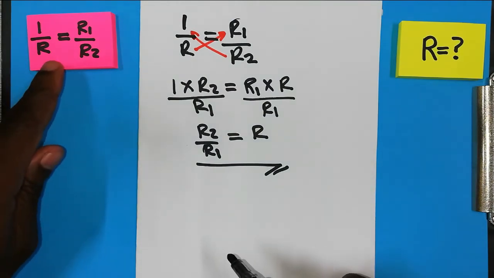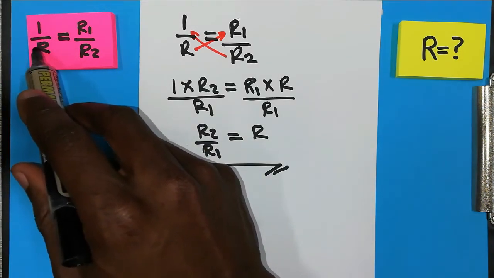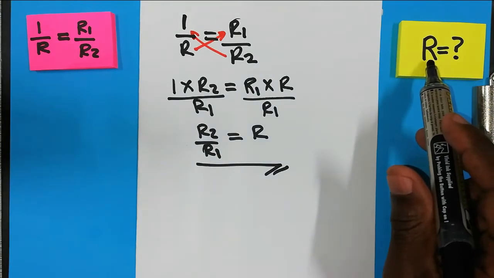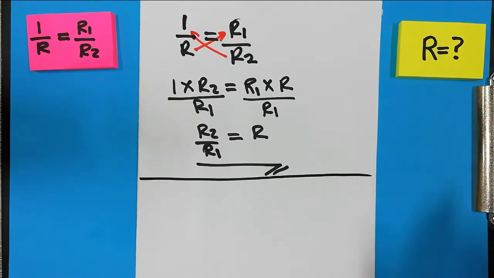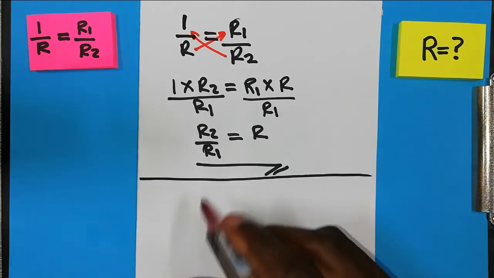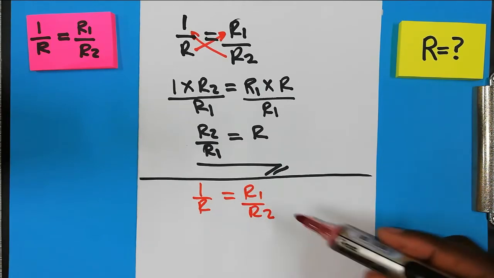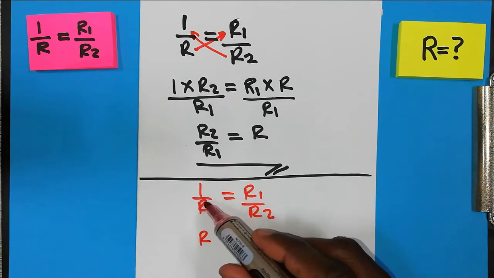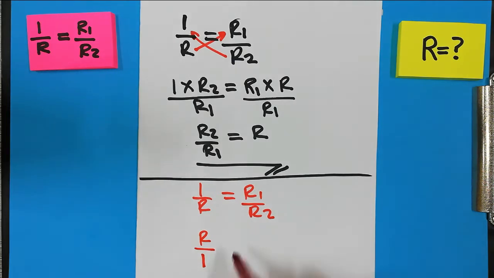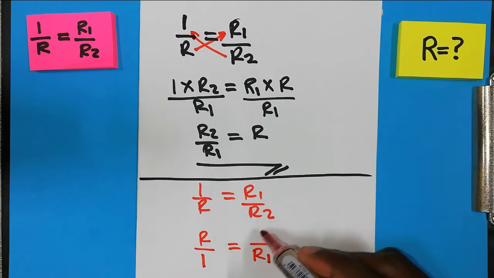Now here is a good hack. If you have a situation like this whereby you have 1 over R, and R being the variable we are interested in making the subject of the formula, what you can do, I'll write it in red, is just flip. I'll write it as it is first: 1 over R equals R1 over R2. So what you can do is just flip the fractions, meaning R will become the numerator, 1 will become the denominator, and therefore R1 will become the denominator, R2 will become the numerator.